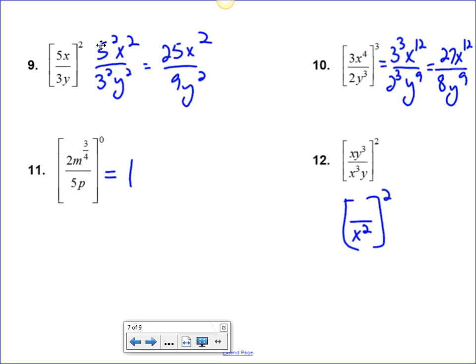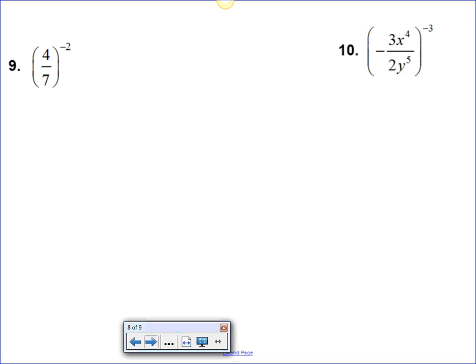The y's, however, there's more y's on the top, and there's 2 more on top. So I'd have y to the second on top. And then when I take that all to the second power, that would simply become y to the fourth over x to the fourth as my final answer. Okay, hopefully we're doing all right here.